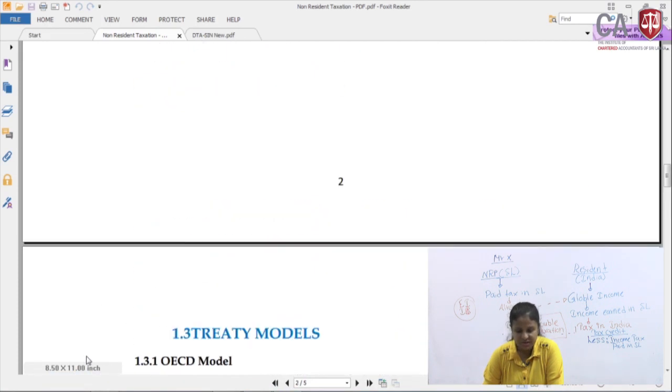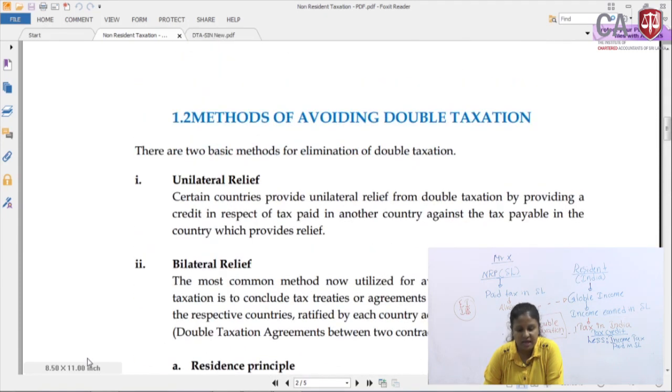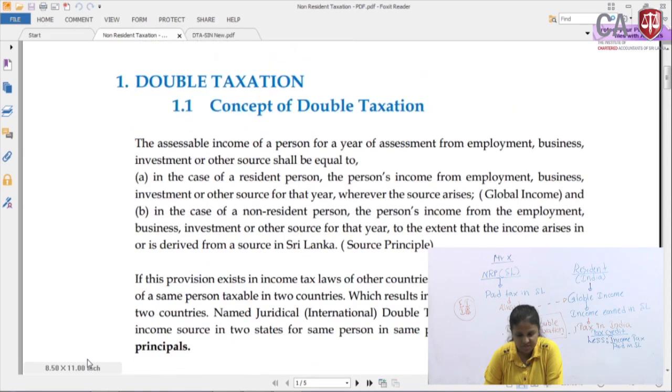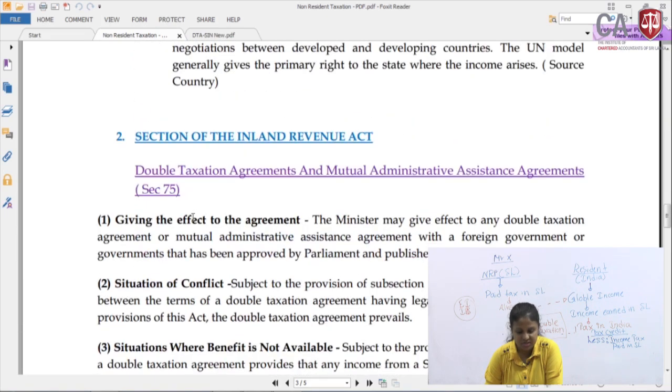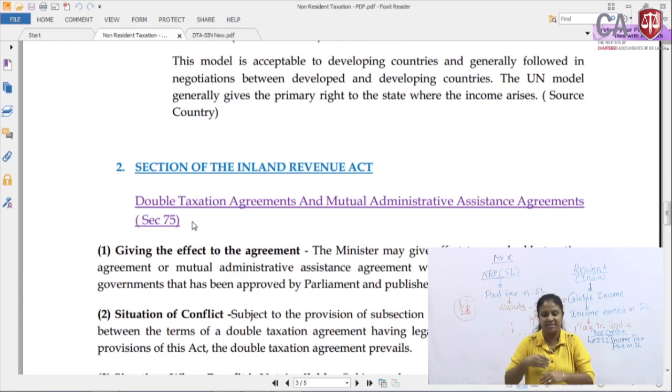These are the treaty models, the source principle and the methods of avoiding double taxation. First, we have discussed how the concept of double taxation came. Now we need to look at what provisions are given by the Inland Revenue Act to facilitate the double taxation agreements and the mutual administrative agreements as solutions to this double taxation issue. First, we will look into the provisions of the Inland Revenue Act. Next, I need to discuss the Singapore and Sri Lanka double taxation treaty.